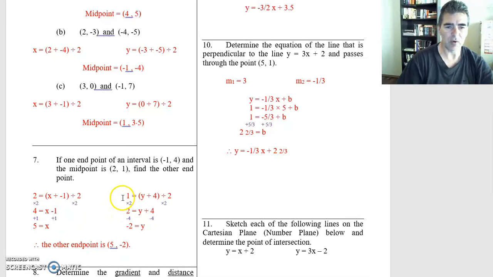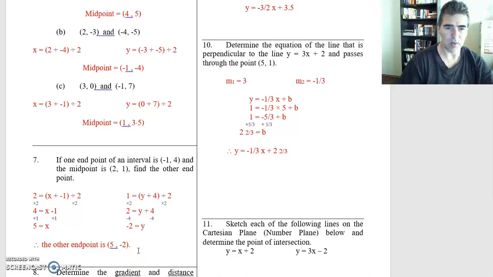Doing the same thing for the y value, substitute this in for the y value of the midpoint and the y value of the endpoint, multiply both sides by 2, subtract 4 from both sides, and I get y equals -2. So the other endpoint is the point (5, -2).